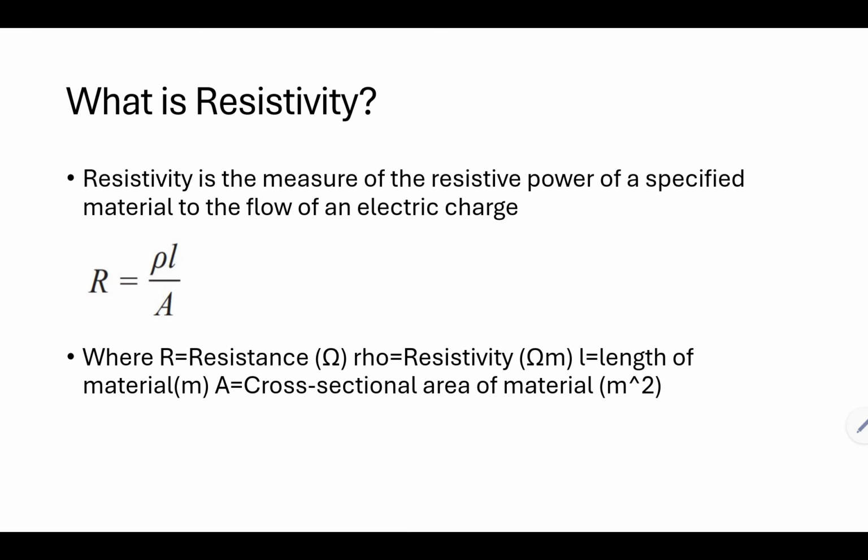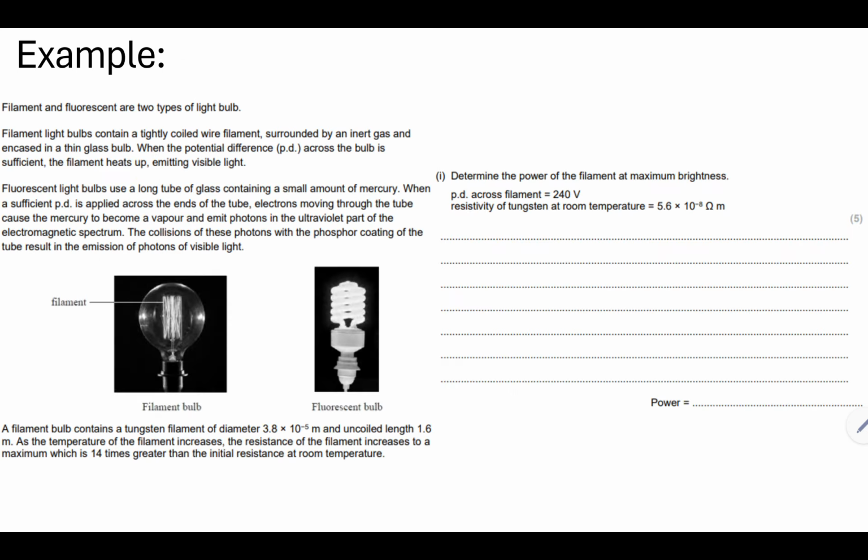So first of all, what is resistivity? Resistivity is the measure of the resistive power of a specified material to the flow of an electric charge. The formula for it is R equals rho L over A, where R equals resistance, rho equals resistivity, L equals length of material, and A equals cross-sectional area of the material.